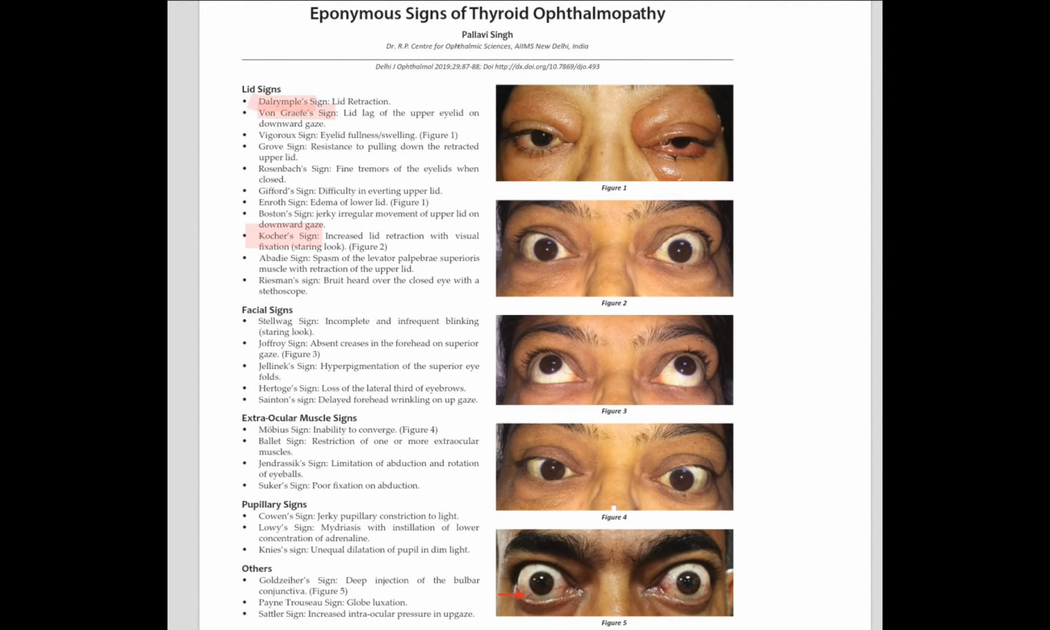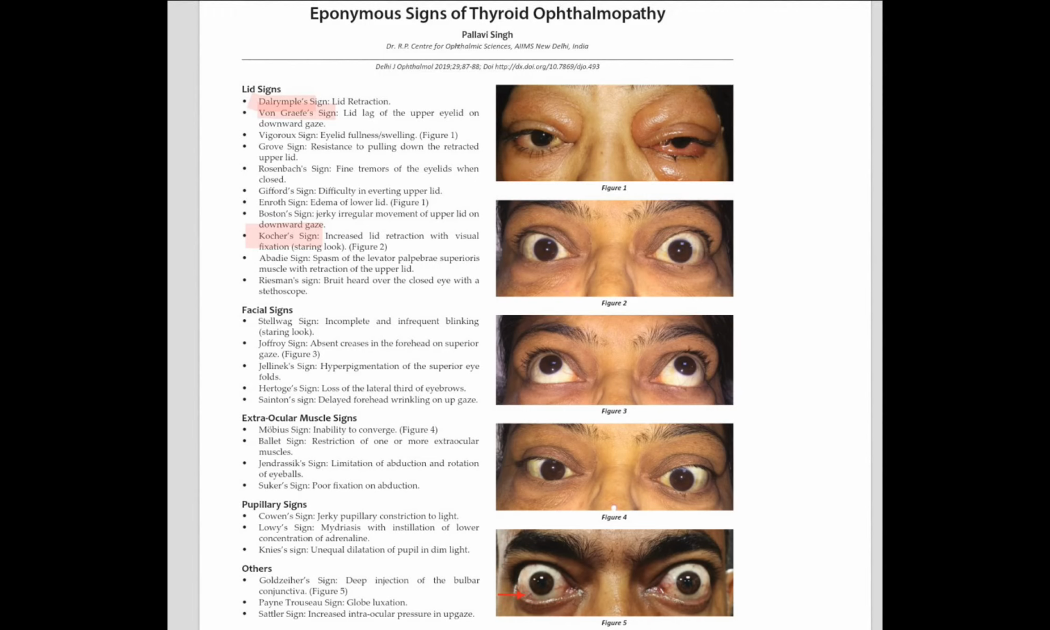Then is Von Graefe sign. Von Graefe sign is lid lag of the upper eyelid on downward gaze. Dalrymple, the R is coming, so it is linked with the retraction of the lid, and in Von Graefe's there is lid lag. In the lag, G is coming. Okay.